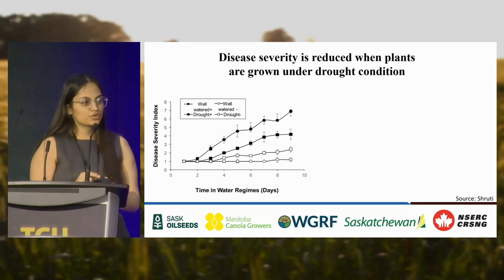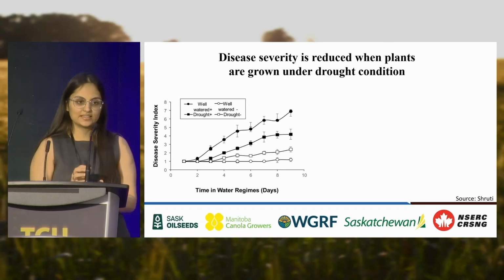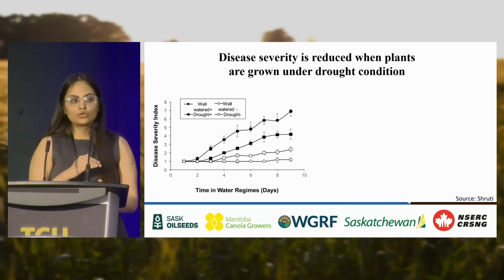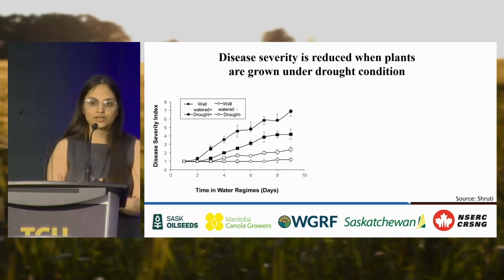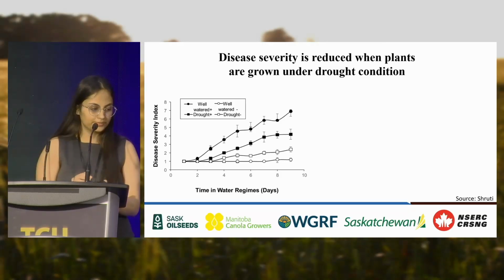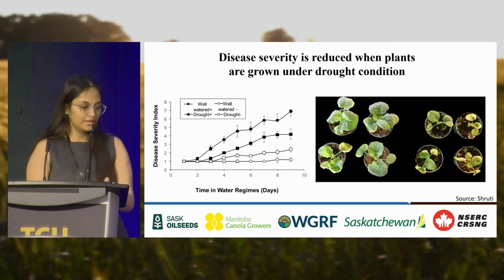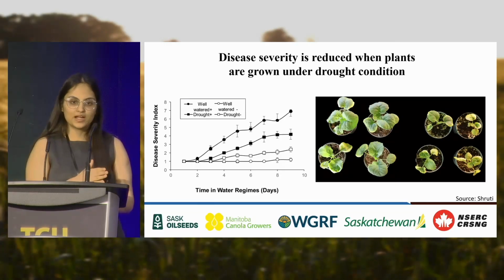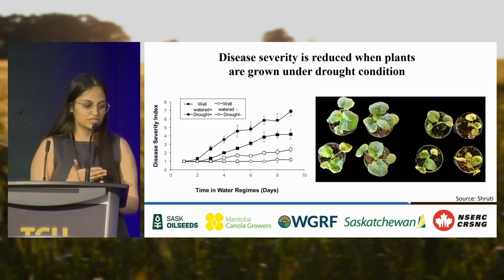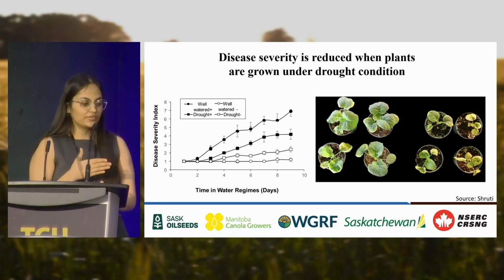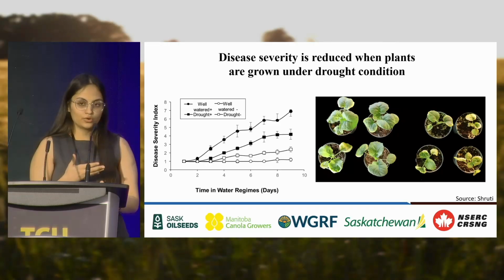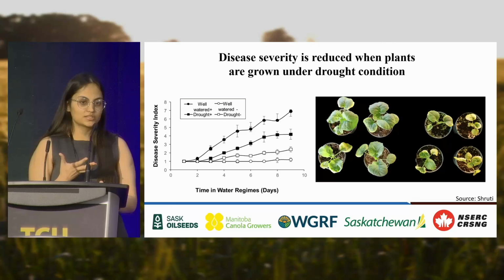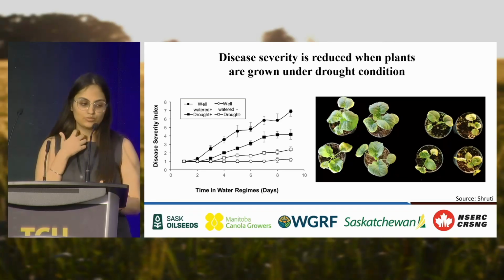And this is the visual scoring graph, where we can easily see that the plants that were well watered and exposed to Verticillium longisporum did not grow as well as the plants under drought. These are the pictures that were taken. On the left-hand side, we have the plants under drought and Verticillium longisporum, whereas on the right-hand side, we have the plants exposed to drought only. And we can clearly see that the disease severity is much lower on the plants exposed to both drought and Verticillium longisporum.